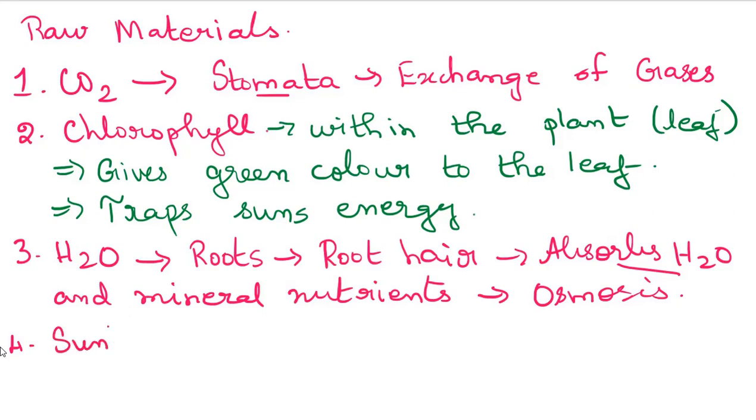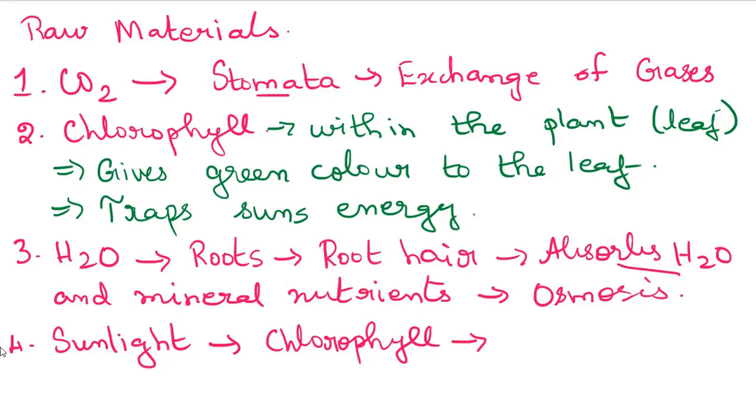The last raw material that is necessary is sunlight. As we have already discussed, the sun's energy or the light energy is going to be trapped by means of chlorophyll, and sunlight is available in the atmosphere in abundance. And thus, chlorophyll traps the sunlight for performing photosynthesis. So, all the raw materials are provided to the plants. Now, the plant is ready to perform photosynthesis.